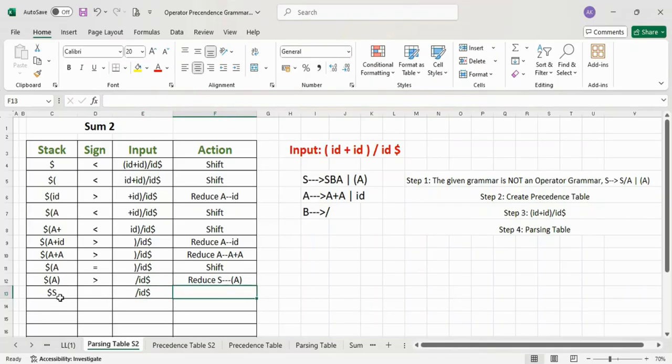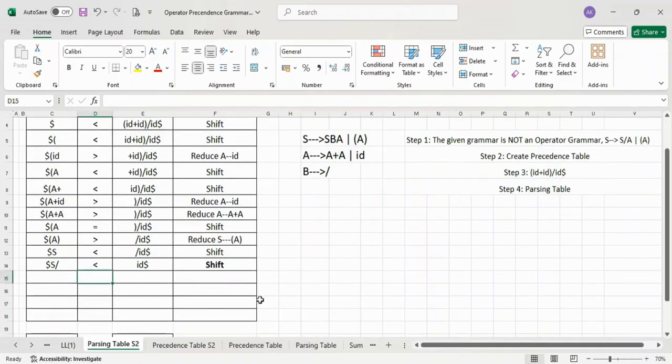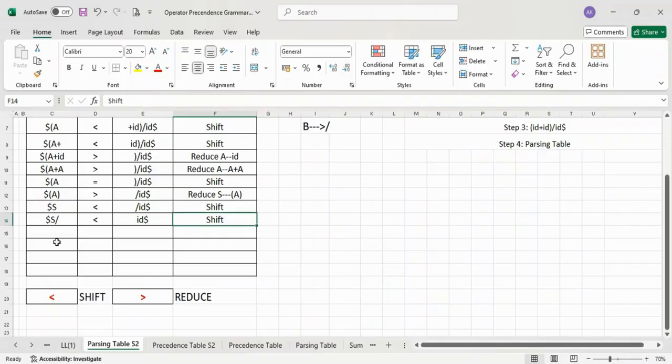Now I have S, that means I have to compare dollar. So when I compare dollar with divide, dollar has least priority, less than sign, I shift. So it is dollar S divide, I will be left with id dollar. Now I compare divide and id. Again divide has a less than sign, so I shift. I hope you all are understanding. I'm not going very fast in my explanation. So with shift, it is $ S divide, id is shifted.